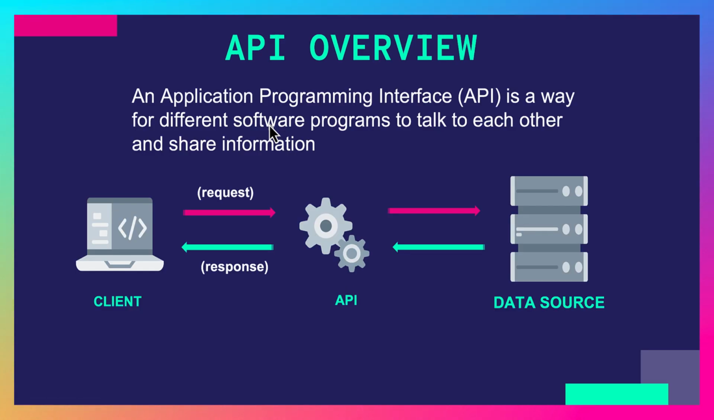Gunicorn. So let's define what an API is, or application programming interface. It is a way for different software programs to talk to each other and share information. Simple illustration, a client, in this case our Django application, will make a request to the ZenQuotes API, which will process that request and send back a response. In this case, the quotes that will come from the ZenQuotes API. So with that said, let's have a walkthrough of the complete application.